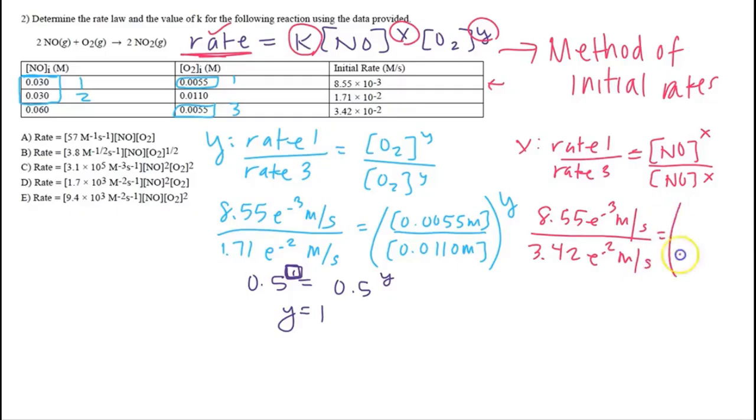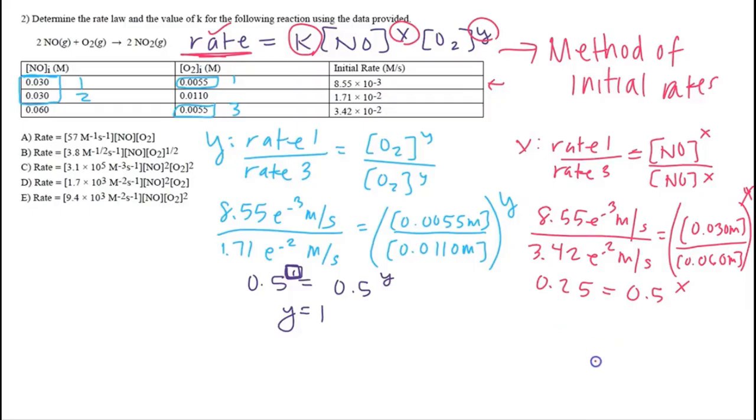This is going to equal the concentration of NO at that time at rate 1, which is 0.030 molar. Concentration of NO at rate 3 is going to be 0.060 molar. This is all raised to the power of x. Great. So we're going to do the same thing. We're going to do our math here. And when we divide these two numbers, we get 0.25, right? And this is actually equal to 0.5 to the x.